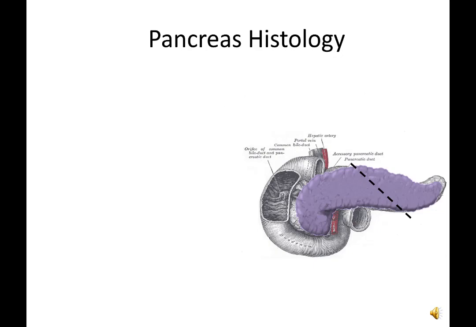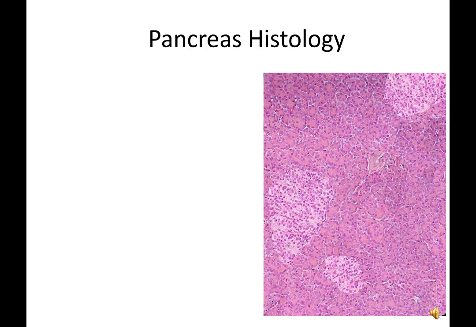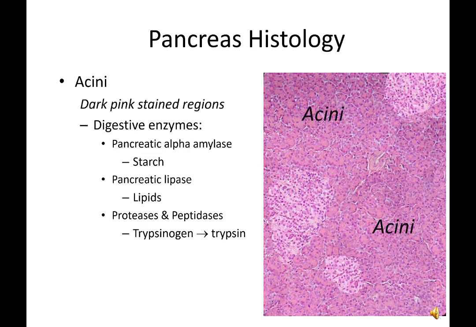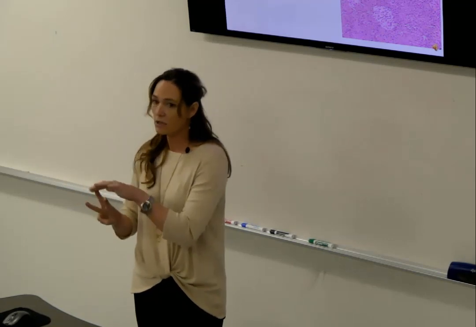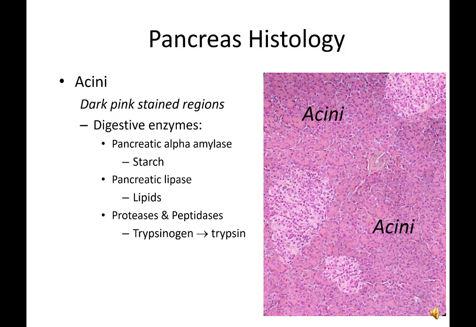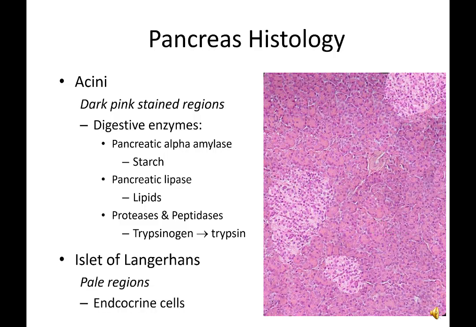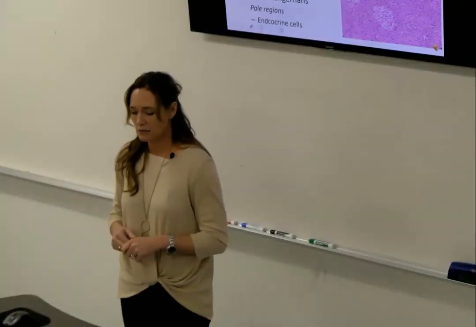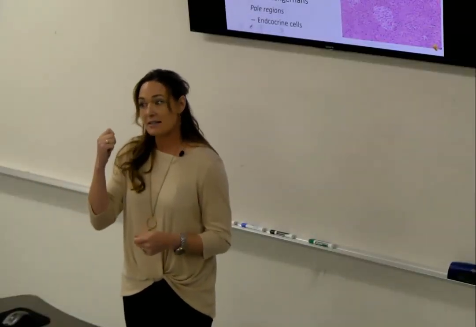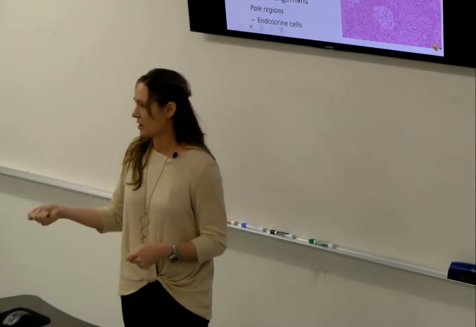The histology, so if we make a slice through it, we look at the histology. You guys recall there is the darker portion, that's the acini, and that's what makes our digestive enzymes. The pancreas makes enzymes to digest all three of our macronutrients. That means carbohydrates, proteins, and fats. So the carbohydrate enzyme is going to be an amylase. Where have we heard amylase before? Excellent, salivary amylase.